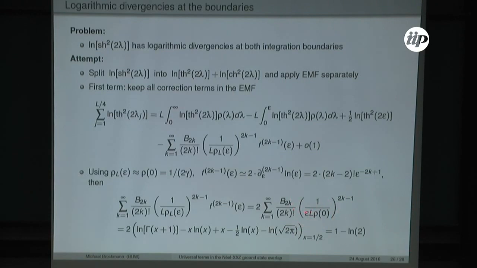Epsilon behaves as gamma over L, rho behaves as 1 over 2 gamma at 0. So it means that this bracket here takes the value 1/2. And then this series, with this factorial factor here and this factorial, they cancel more or less. If you look in literature, this is just an expansion series of the log gamma function at the value x equal 1/2, which is 1 minus log 2.